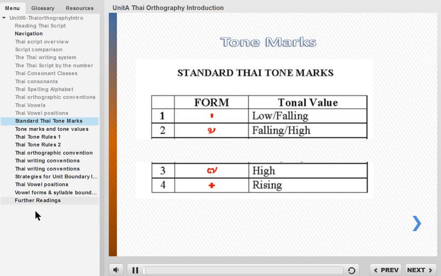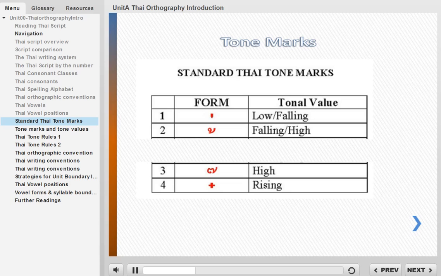Tone marks. Thai is a tonal language, therefore each syllable in Thai has a tone. There are 5 tones in Standard Thai: mid, low, falling, high, and rising. Each syllable has an inherent tone. The majority, 2/3, of all the syllables in any written Thai text are syllables that are not marked with any tone marks. Only about 1/3 of the syllables are marked with the tone marks.